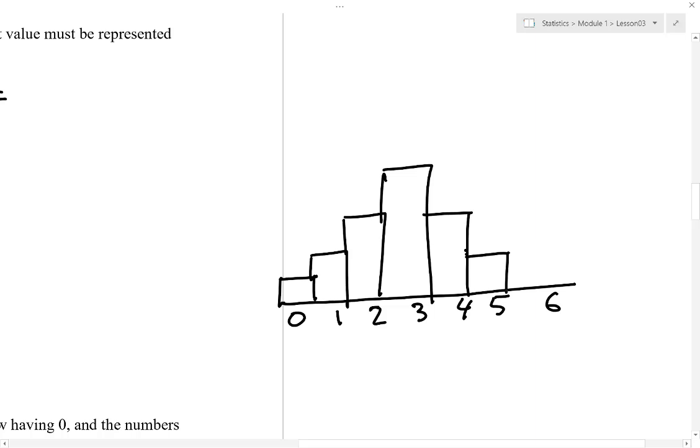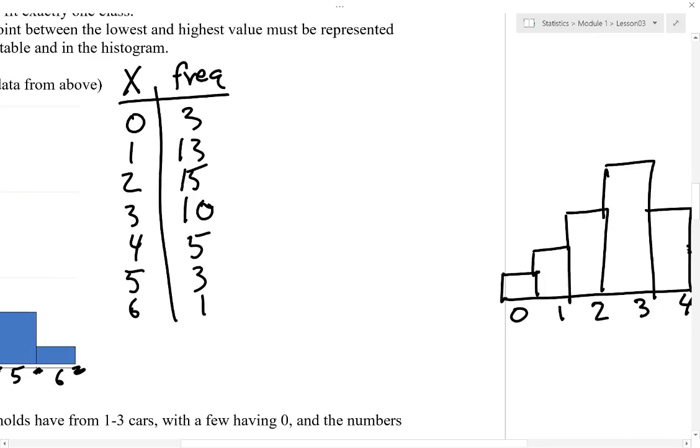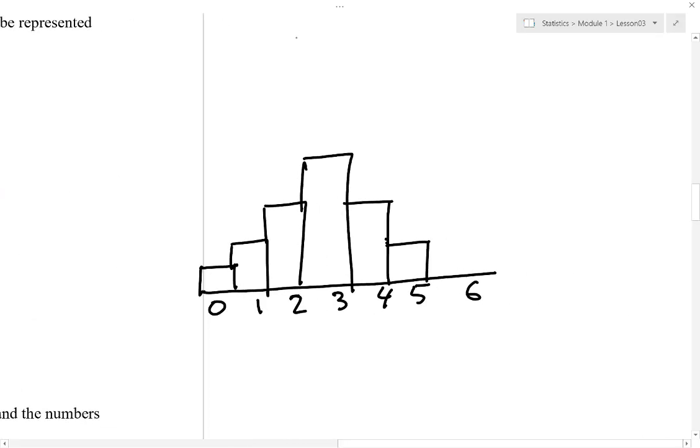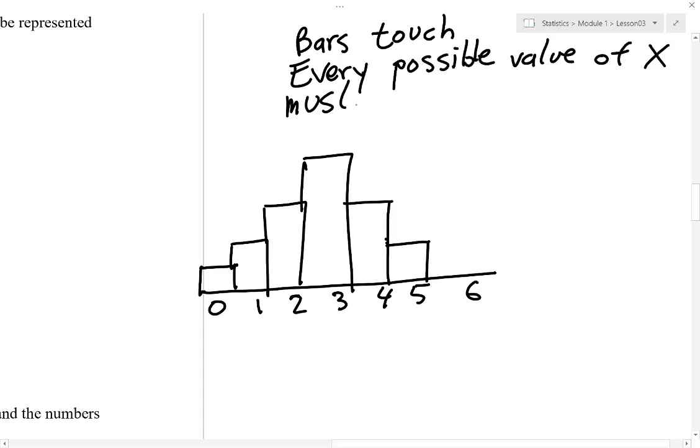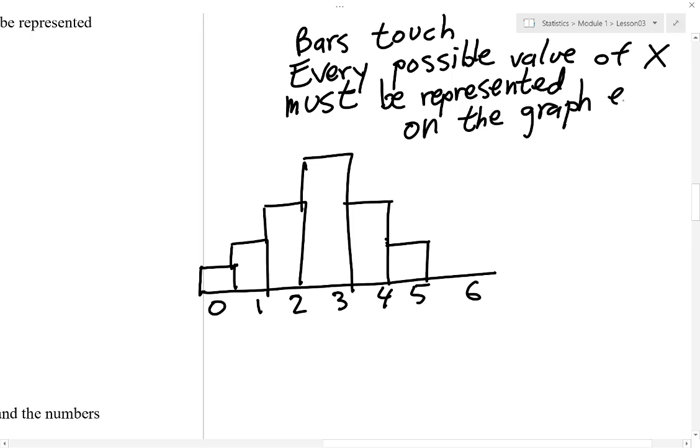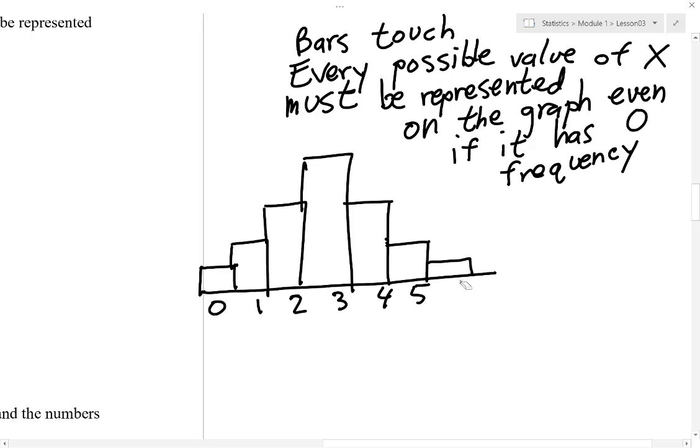Oh, and by the way, one other thing I have to talk about here is every possible value of x. I did get into this above, but it was for the continuous data. I'll just rewrite it down here. Every possible value of x must be represented on the graph, even if it has a zero frequency. In other words, I think we had one that was 6. So suppose we added another data point to this distribution where there was a household with 8 cars.